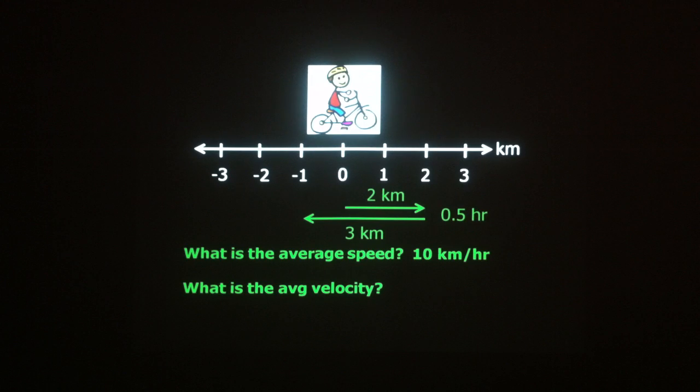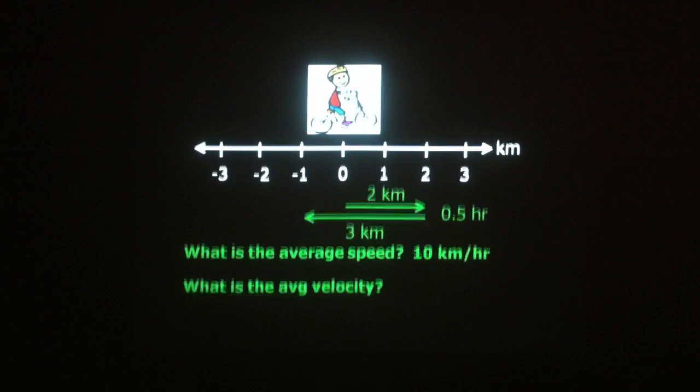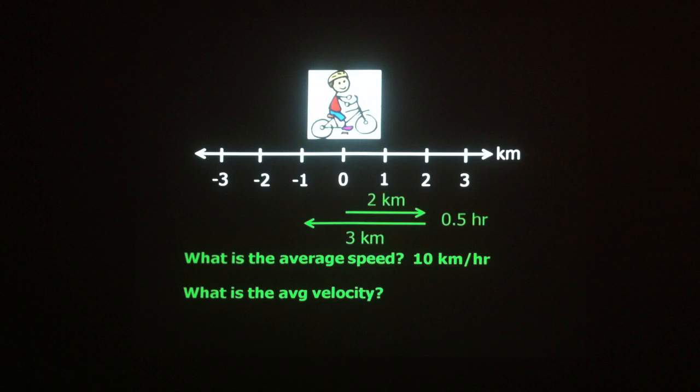Okay? Now let's look at what is the average velocity. Now remember, velocity has a direction. So we're going to have to keep this in mind. We have to think about where we are from where we began and divide that by time. So displacement divided by time. Remember, displacement was -1 kilometer. We went 2 kilometers forward, 3 kilometers backward. We were -1 kilometer from where we started. So we're going to divide that by half an hour. -1 divided by a half of an hour gives you an average velocity of, that's right, -2 kilometers per hour.